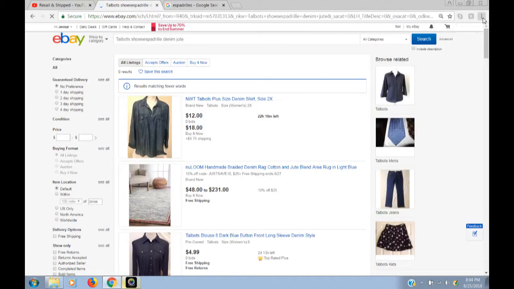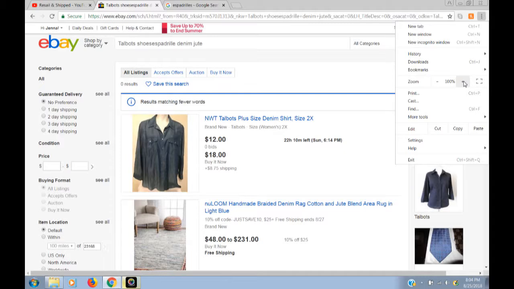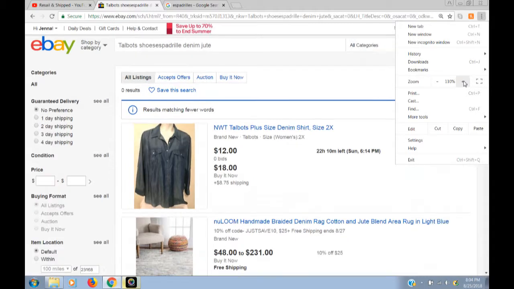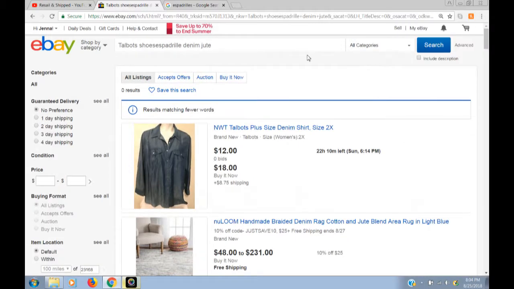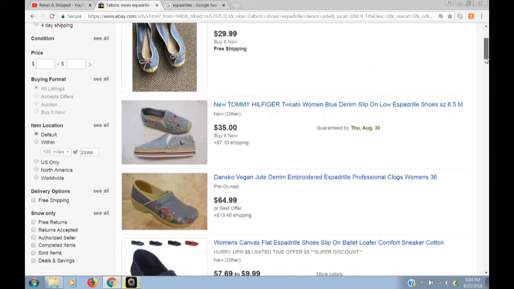And I think I'm going to make this a little bit bigger. Why is this only at 80% anyways? So maybe you guys can see what I'm doing a little better too. Now here it just pulls up Talbots and then New Loom. Oh, well, there's no space. Let's try that again. Okay, so now here we got something a little bit closer to what I'm looking for. Here I have Talbot denim blue canvas slip-ons, Espadrille flats. Okay, so that's a little bit closer to what I have.